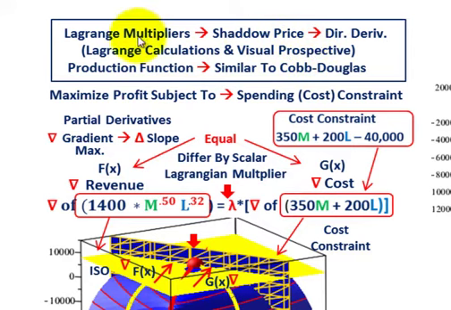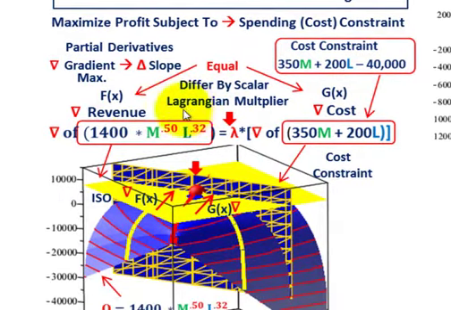With the Lagrange multiplier, we'll do it in terms of a production function, which is really similar to the Cobb-Douglas production function. Okay, so this is what we're going to be doing here, and we'll go over these Lagrange multipliers.